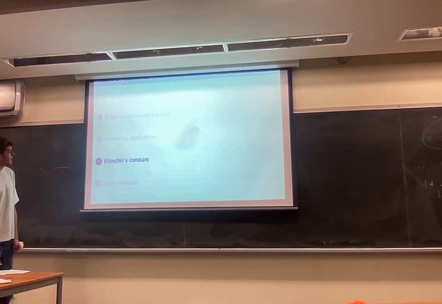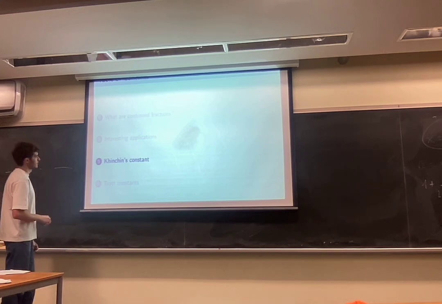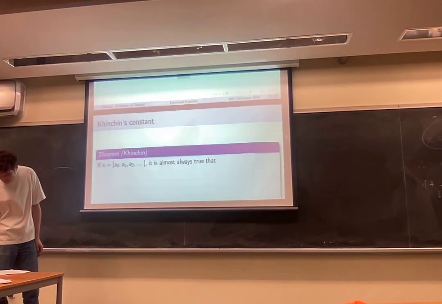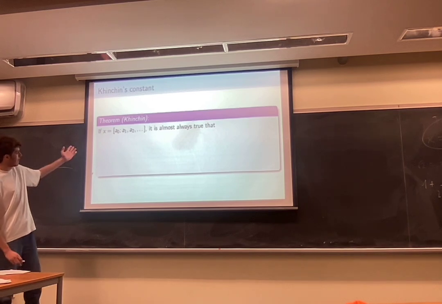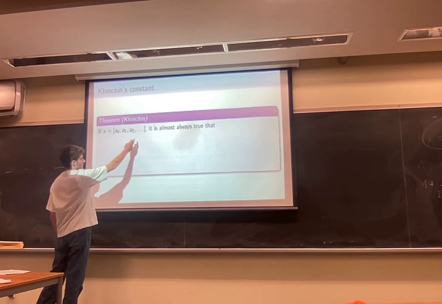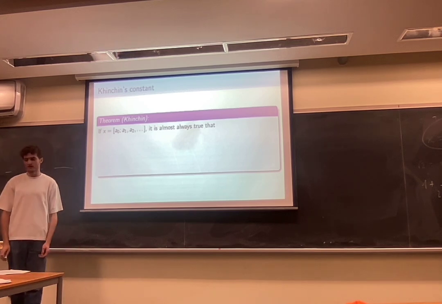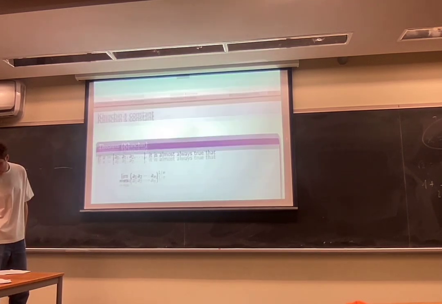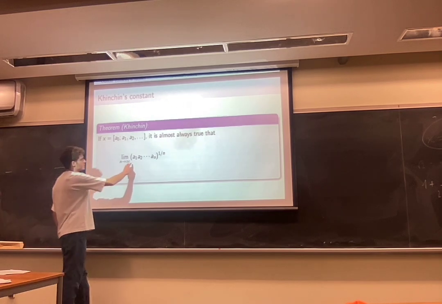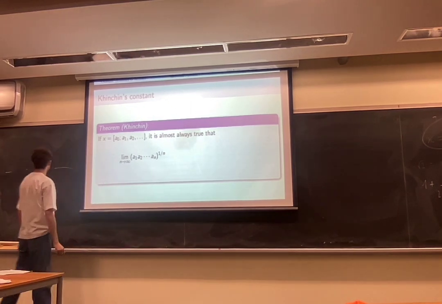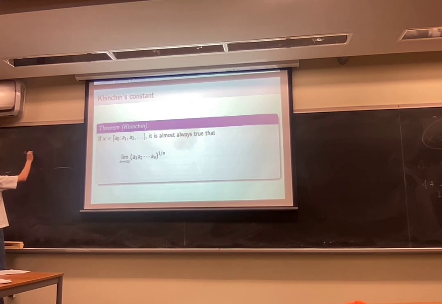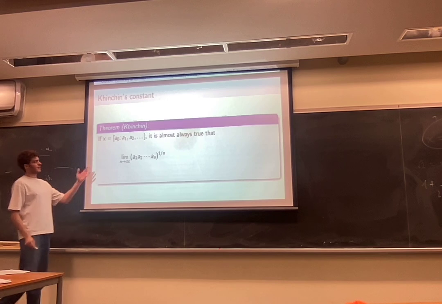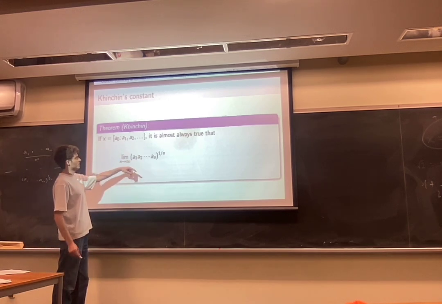Now we're going to go over a specific constant which is linked to continued fractions. It's called Khinchin's constant. There's this theorem which says that if you have any real number x, written this way in its continued fraction representation, it is almost always true that taking the limit of the geometric mean, so obviously if you have a set of numbers, the arithmetic mean is just taking the sum and then dividing by how many items you have, right? The geometric mean is taking the product and then taking the nth root.